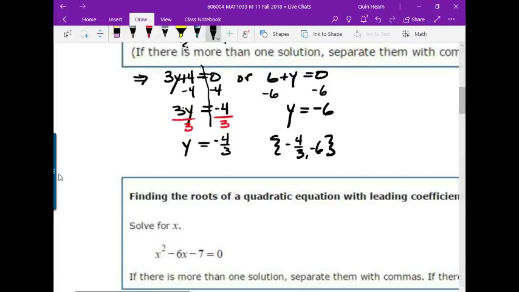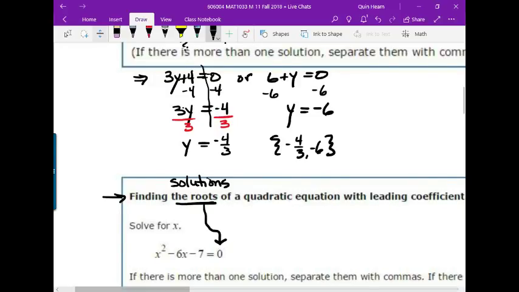But let's try finding the roots of a quadratic equation with a leading coefficient of 1. What the heck does that mean? Okay, so that's the next topic. It has a lot of vocabulary that we need to pay attention to. So roots of an equation are solutions. That's it. We're just solving the equation. We often use the term roots instead of solutions when we have an equation that we're solving by putting a 0 on one side. But just think of the roots as the solutions to the equation.